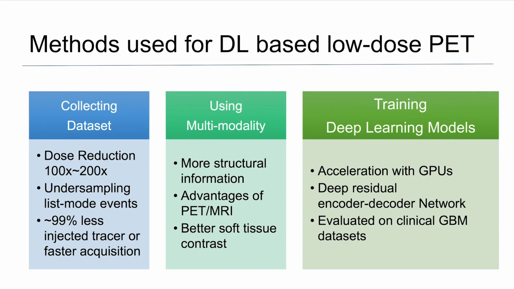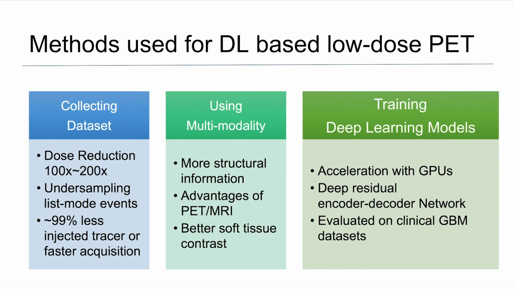So can you summarize your research methods used to achieve this low-dose PET? Okay, there are several components in this method. First, we were collecting big data sets to simulate the dose reduction. From the raw full-dose data set, we can undersample it to simulate 100 to 200-fold dose reduction as if you inject 99% less tracer or 100 times faster acquisition. In this way, we have paired data sets.